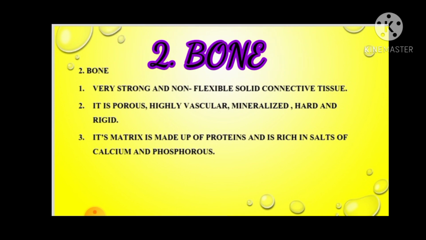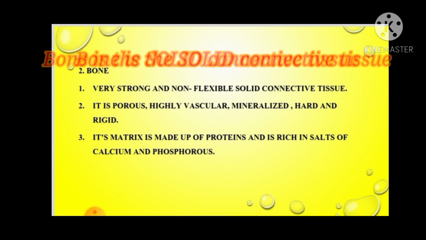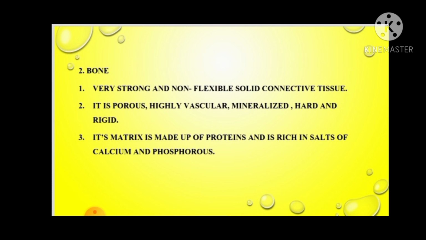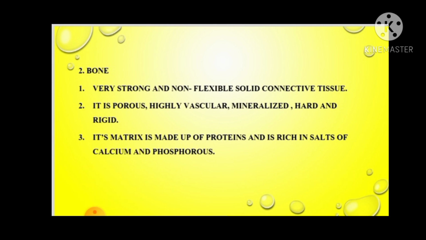Now let us discuss the next connective tissue, that is bone. Bone is very important for us because it provides a framework to our body. So this connective tissue is very strong and non-flexible, and it is a solid connective tissue. It is porous, highly vascular, mineralized, hard and rigid. Highly vascular means it is well provided with blood vessels, okay? Third, its matrix is made up of proteins and is rich in salts of calcium and phosphorus.